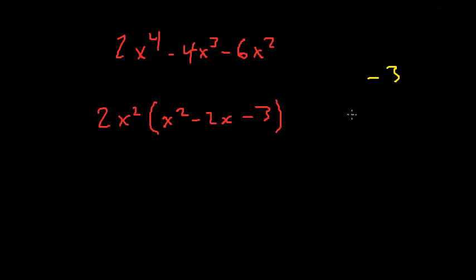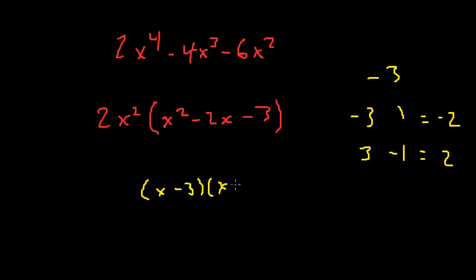Factors of negative 3 are negative 3 and 1, and 3 and negative 1. These add up to a negative 2, whereas these add up to a positive 2. So what I'm looking for is these first two, the negative 3 and positive 1. So I have here x minus 3 times x plus 1. And then I can't forget my greatest common factor of 2x squared, which just stays out front.